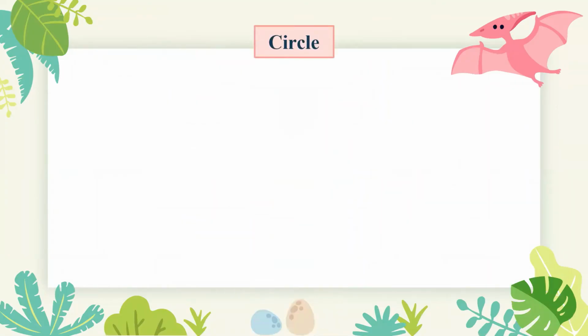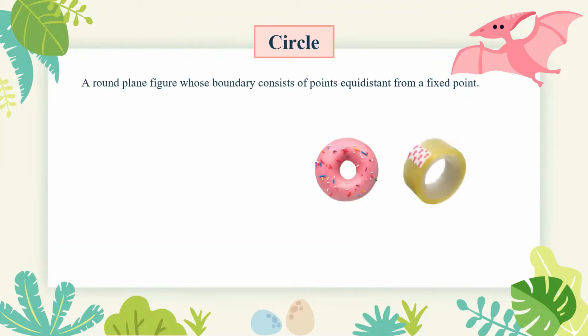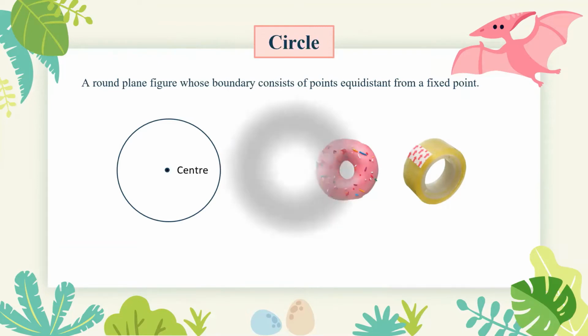First, let us understand what is circle. A round plane figure whose boundary consists of points which are equidistant from a fixed point is called circle. So this donut here and this tape roll here are circular in shape. So here we have a circle and there is a dot or a point in the center. Do you know what it is called? It is called the center of the circle.